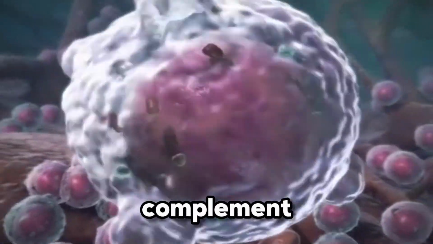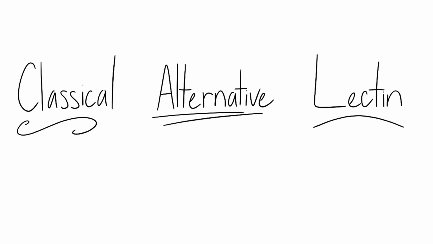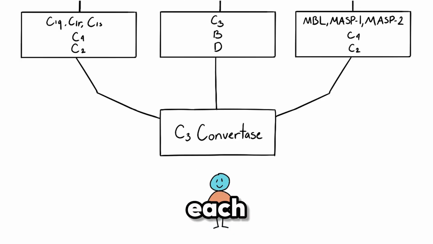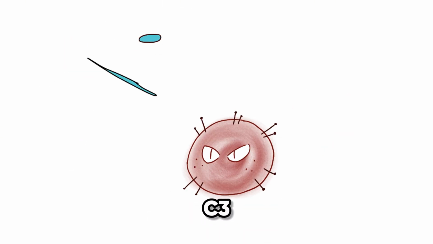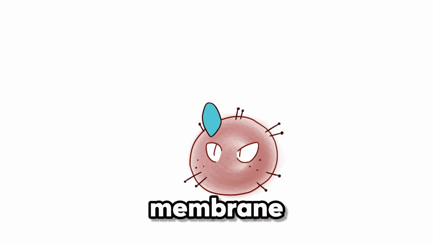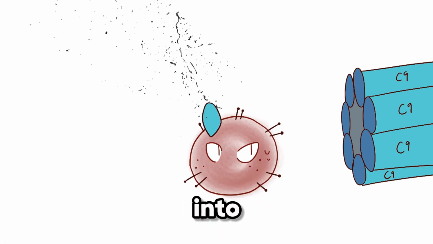What is the complement system? The complement system has three pathways: the classical pathway, the alternative pathway, and the lectin pathway. While they all start differently, each pathway has the same goal: to destroy pathogens by leading to the cleavage of C3 and the formation of the membrane attack complex, or MAC for short. Think of MAC as a molecular cannon that blasts holes into invading cells.